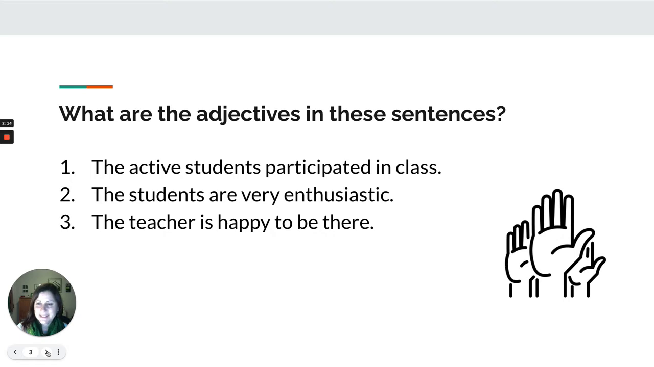Let's practice. What are the adjectives in these sentences? The active students participated in class. Active. So active is describing the noun students. The students are very enthusiastic. What's the adjective? Enthusiastic. It's describing the students. The teacher is happy to be there. What's the adjective? Happy, and it's describing the teacher.